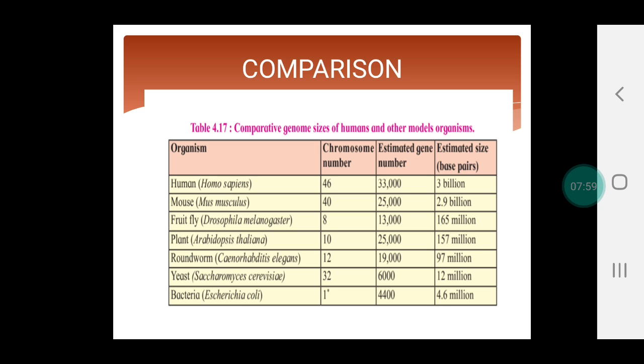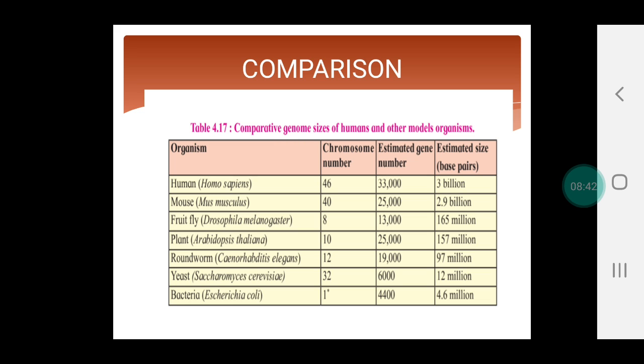And we possess many of the same genes as flies, roundworms, mice. So such studies will lead to a greater understanding of human evolution also. So here is the chart of some of the model organisms which are compared with human chromosome number and the estimated gene number. So in case of humans, that is Homo sapiens, there are 46 chromosomes and estimated gene number is 33,000, while the estimated size of base pairs is 3 billion.